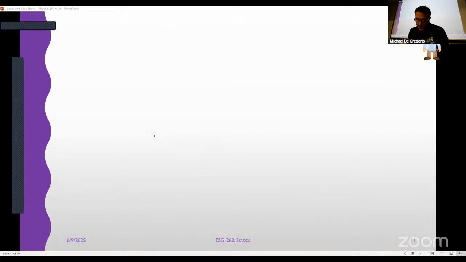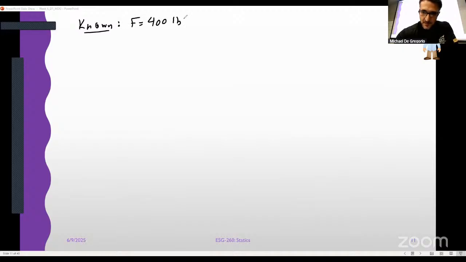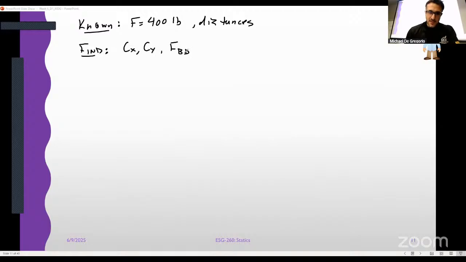Next question. What is the difference between a truss and a frame? A truss is only comprised of 2 force members. A frame has at least 1 multi-force member. That is the difference. Okay. All right. What do we know? Let's get into it. Known. F equals 400 pounds and distances. Find. We were very explicitly told to find the reactions at C and the force in member BD. Very explicitly.